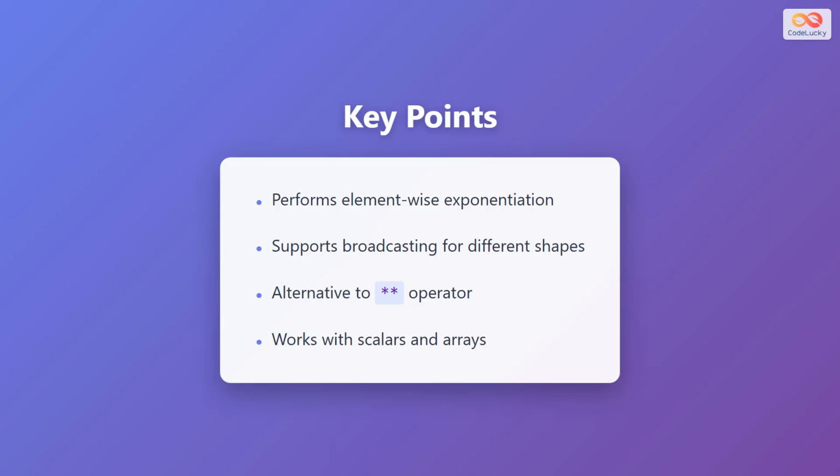Let's review the key points. np.power performs element-wise exponentiation on arrays. It supports broadcasting for different array shapes. It serves as an alternative to the double asterisk operator, and it works with both scalars and arrays, making it versatile for various mathematical operations in NumPy.